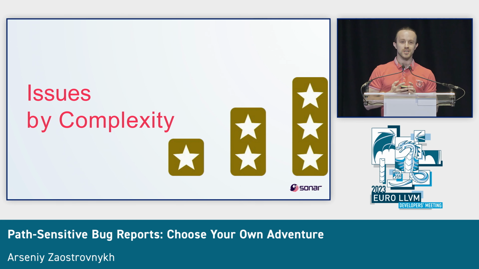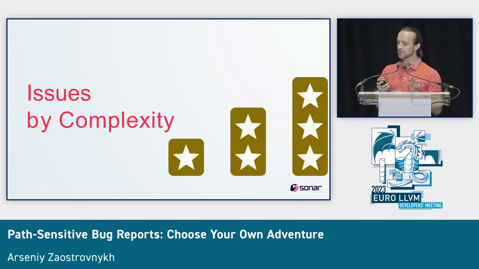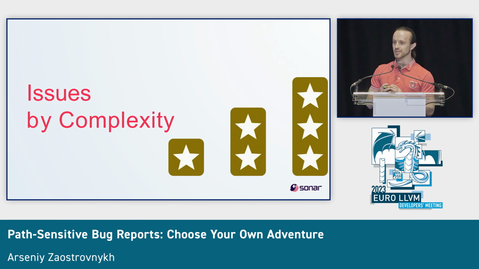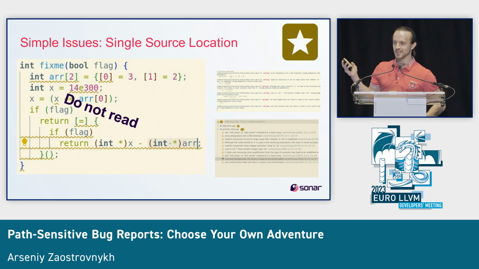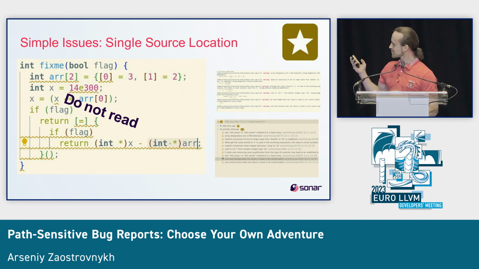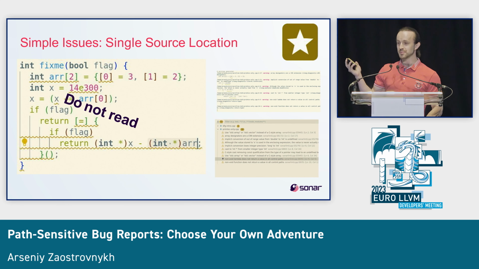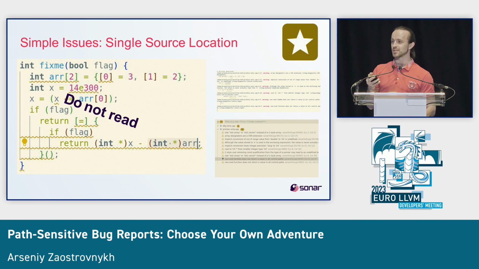Let's look at the issues ranging by complexity of how they are reported. And in the following slides, please don't try to read the walls of text. They're just for the illustration purpose. We start with simple issues that require just one source location to highlight.